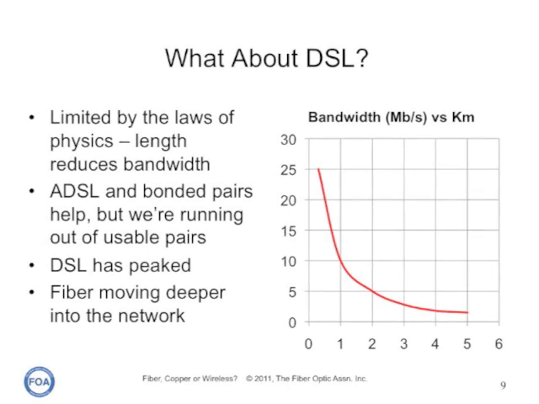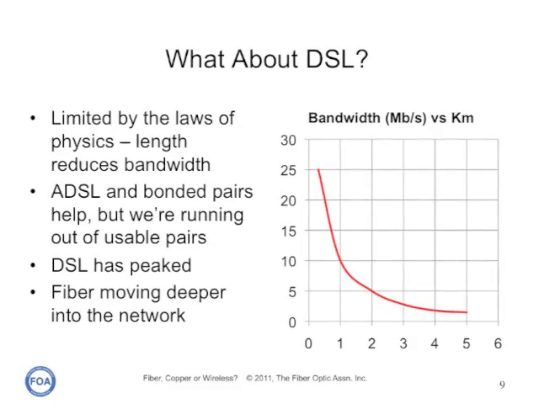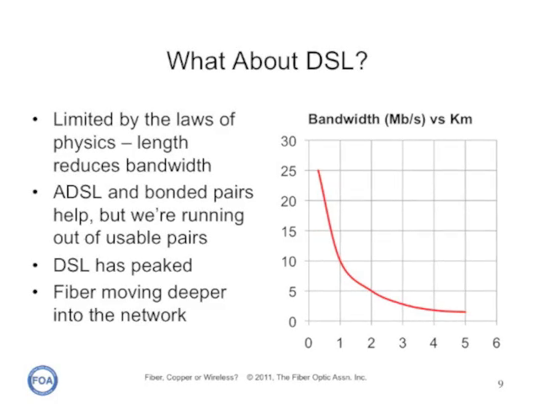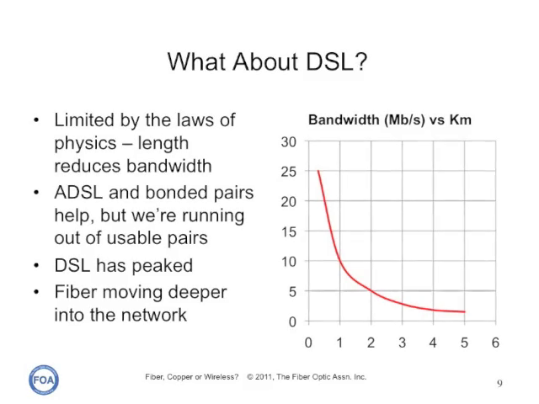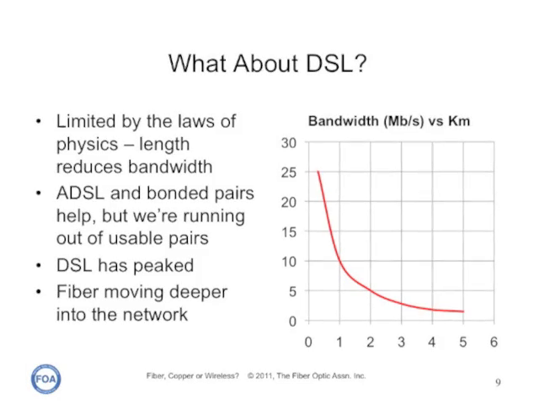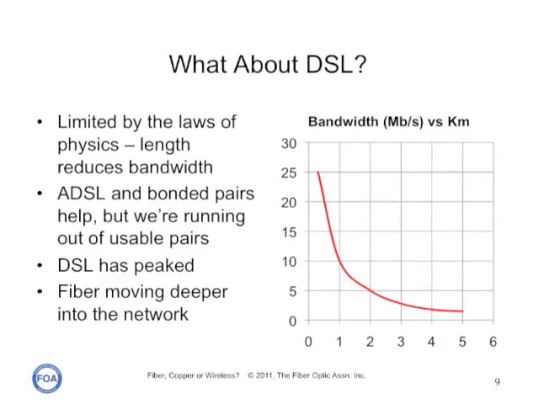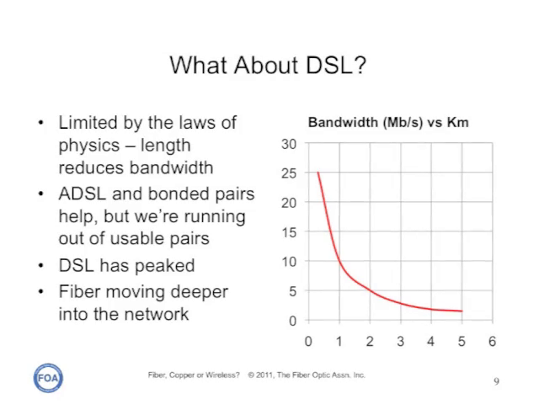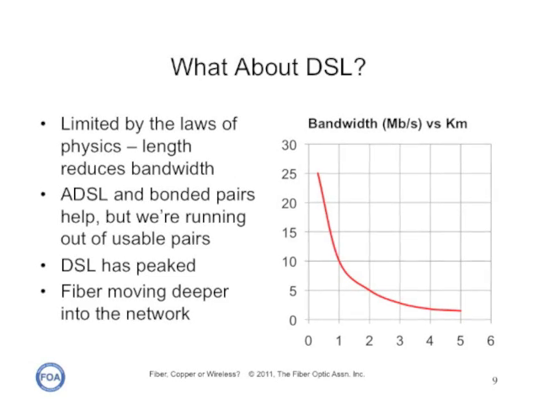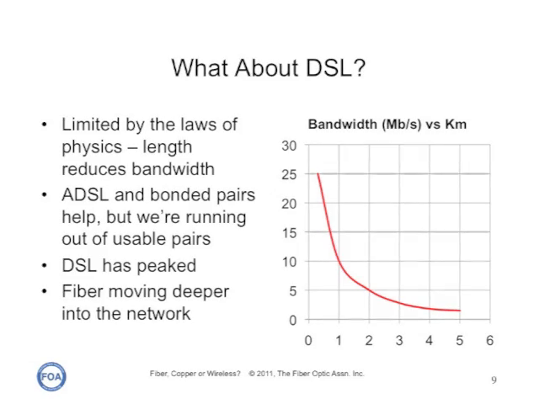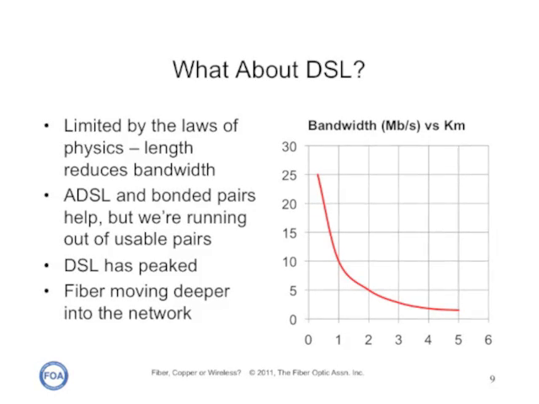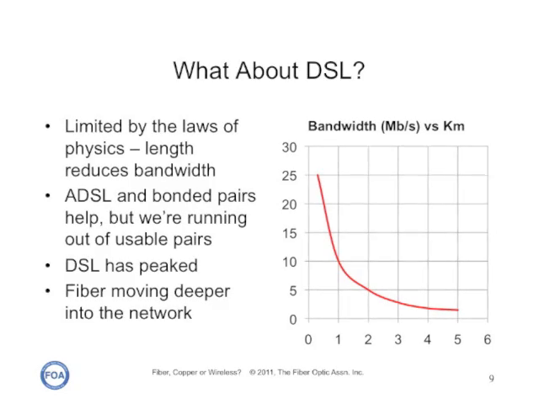And the answer is, it will probably be fiber to the home. The problem is that fiber to the curb depends on the old copper pairs that are already in place. And the copper pairs using DSL, digital subscriber line, are simply limited by the laws of physics. The length of the cable determines the bandwidth. Yes, you can use ADSL in bonded pairs, and they help a bit, but the fact is we're running out of usable pairs of copper. So DSL has peaked. Sales are starting to drop, and fiber is moving deeper and deeper into the network.